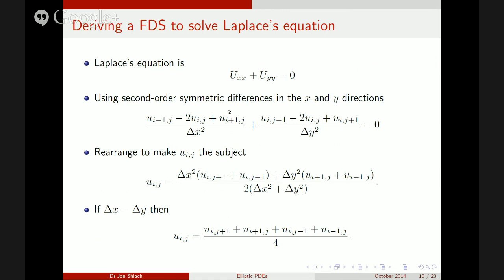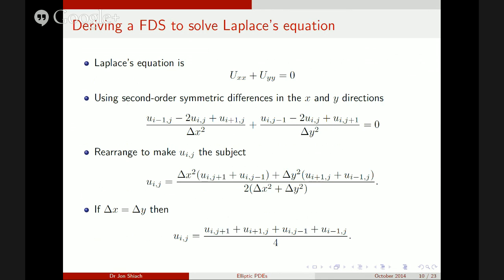So I replaced a differential equation with an algebraic equation. If I rearrange this to make uij the subject, that's the center node, the node which we're trying to solve for, then do a bit of algebra, we get to this. That's our general form of the finite difference scheme.